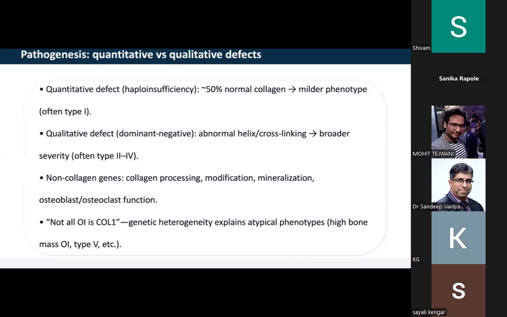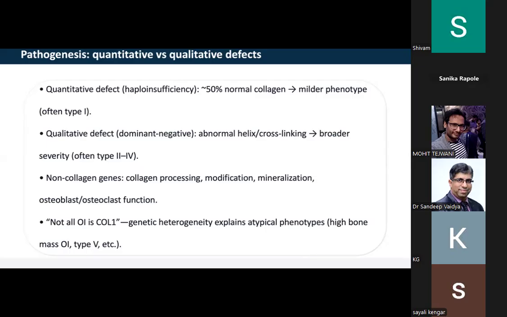To put it very simply, with quantitative defects the child is going to have fewer fractures, better remodeling, and less progressive deformity. Whereas where there is involvement of quality, there are going to be more deformities, growth issues, sometimes vertebral compression, and long bone bowing as well. We should remember here that not all OI is related to the COL1 gene. Sometimes there can be errors in processing, mineralization, osteoblastic functions, which create atypical phenotypes like type 5 or even high bone mass forming.